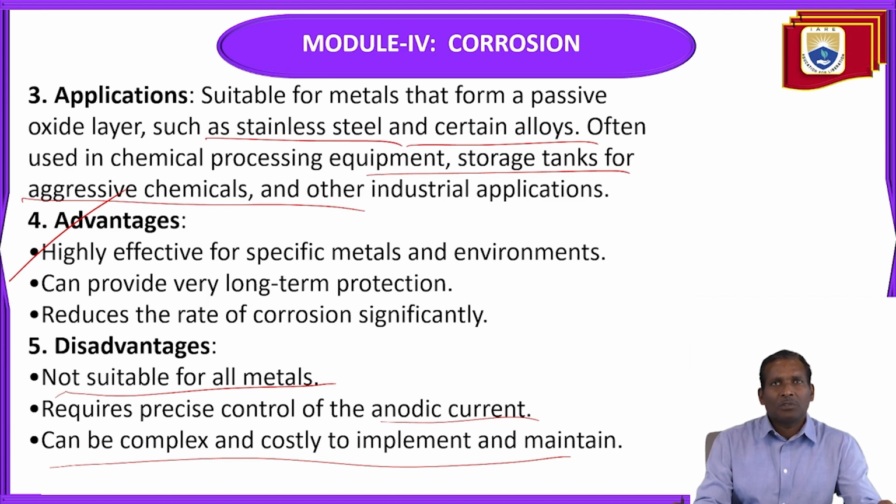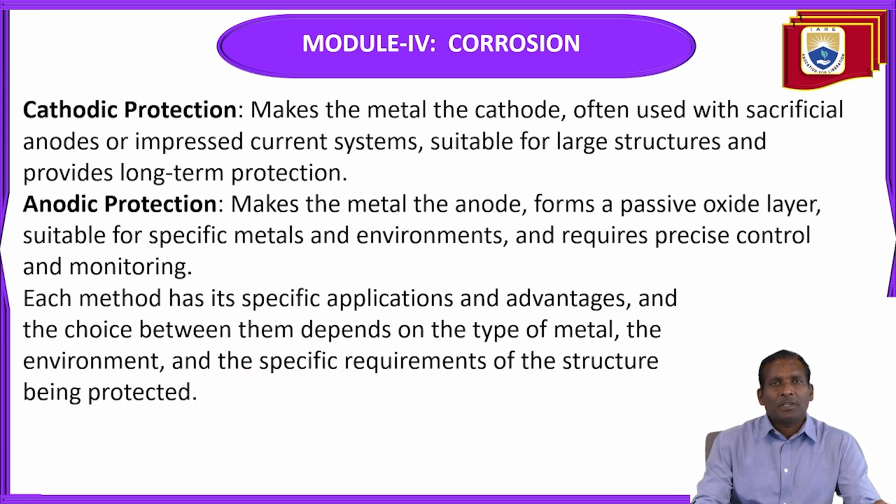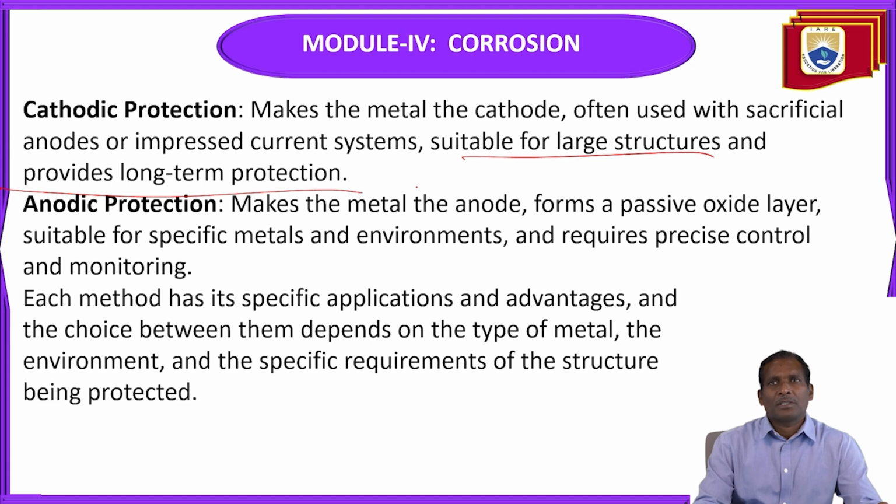So this is suitable only for stainless steel and certain alloys and other industrial applications. Cathodic protection makes the metal the cathode, is often used with sacrificial anodes or impressed current systems, is suitable for large structures, and provides long-term protection.